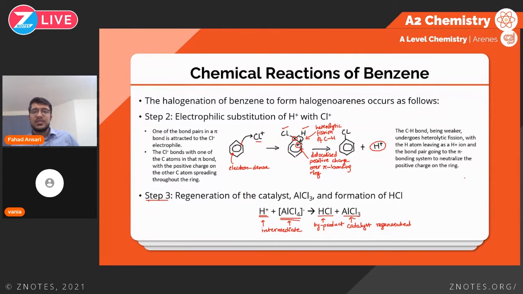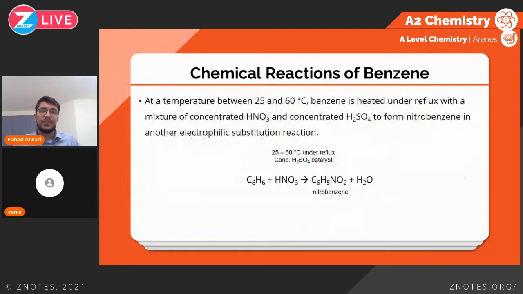All right, so this was electrophilic substitution, and we saw the mechanism in detail when we looked at the halogenation of benzene. This can be applied to bromine as well. In that case, you would have AlBr3 as your catalyst rather than AlCl3. The rest remains the same.